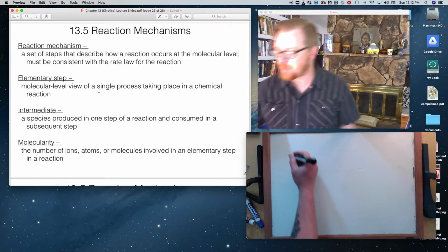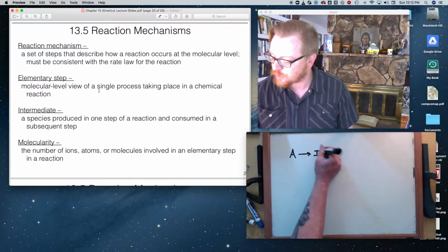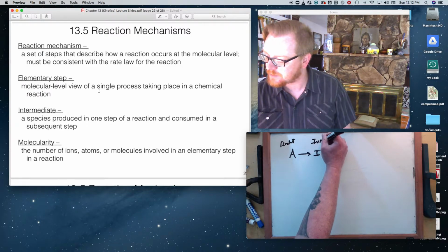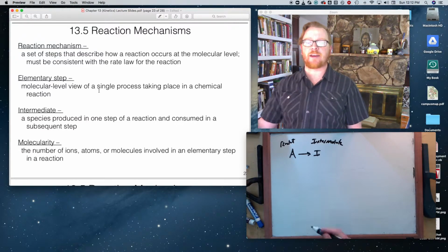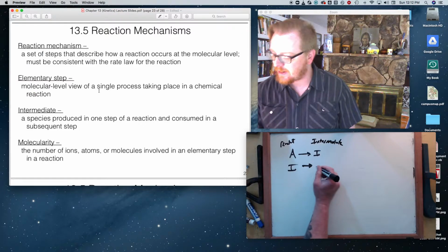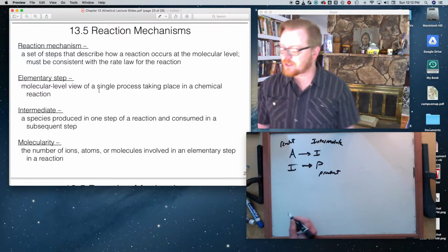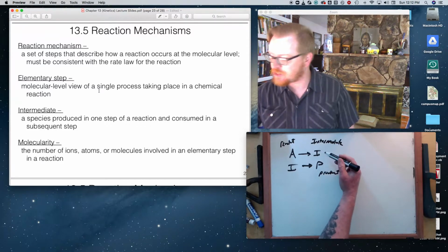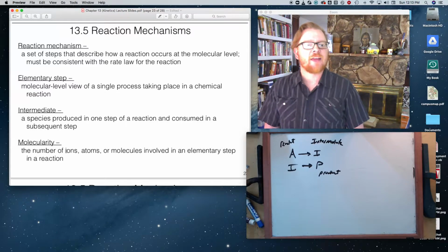So an example of this would be if I have a simple two-step mechanism in which a reactant first reacts to form an intermediate. So reactant becomes intermediate, and that intermediate is short-lived and unstable, so that intermediate can also go on to react to form a product. So this would be an example of a very simple two-step mechanism where each of these are the elementary steps, okay?